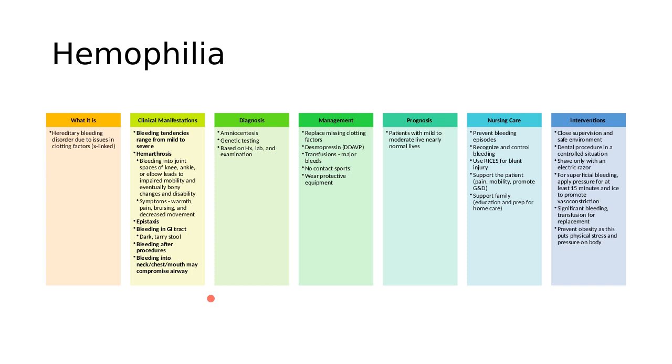So intervention, close supervision, and safe environment. You want dental procedures in a controlled situation. Have them only shave with an electric razor. For superficial bleeding, you're going to apply pressure for at least 15 minutes and ice to promote vasoconstriction. If it's significant bleeding, there's going to be transfusions for replacement. And you want to prevent obesity as this puts a lot of physical stress and pressure on the body.